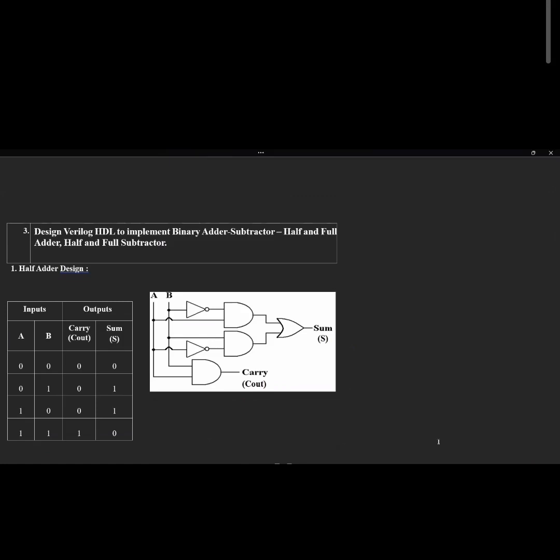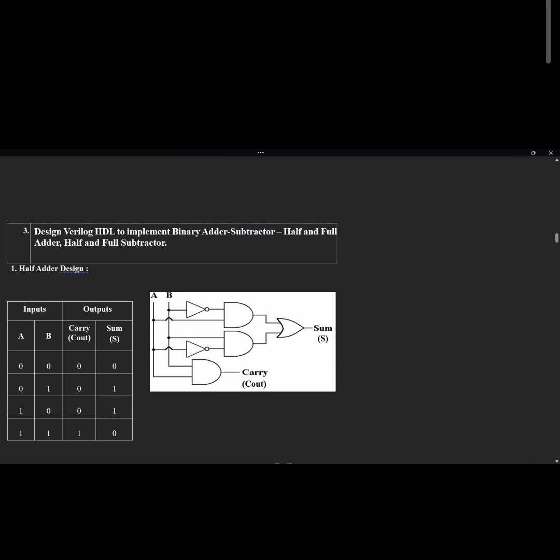Hello everyone, in this video we will learn about the third lab program of the subject Digital Design and Computer Organization. The question is, design Verilog HDL to implement binary adder subtractor, half and full adder, half and full subtractor. Half adder design is a combinational circuit that performs addition of 2-bit binary numbers.